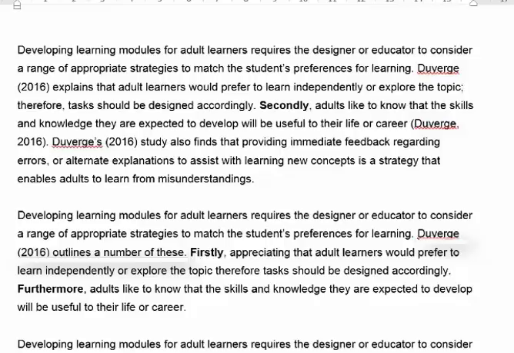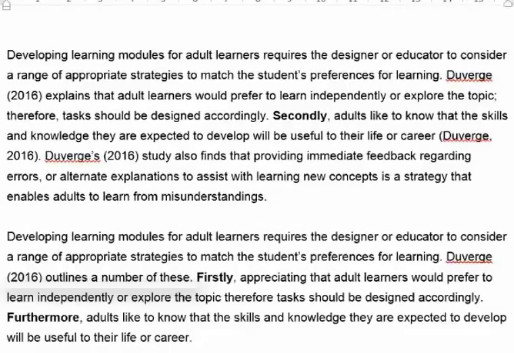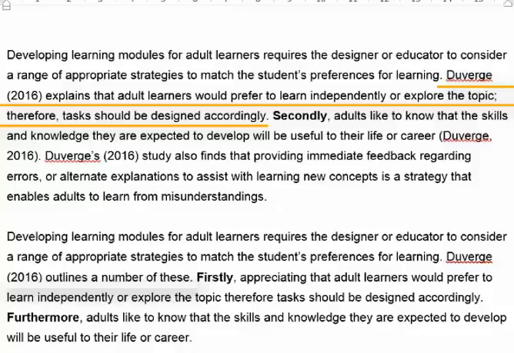So in the first instance, you can see the first sentence is a topic sentence. It's my sentence. I've written it to tell the reader what this paragraph is going to be about. So I don't need to have a citation. Paragraphs should have a nice clear topic sentence telling the reader what's coming and what point you're trying to make. The second sentence is from a source written by Duverge in 2016, and I've used his name in the sentence and put the year in brackets.